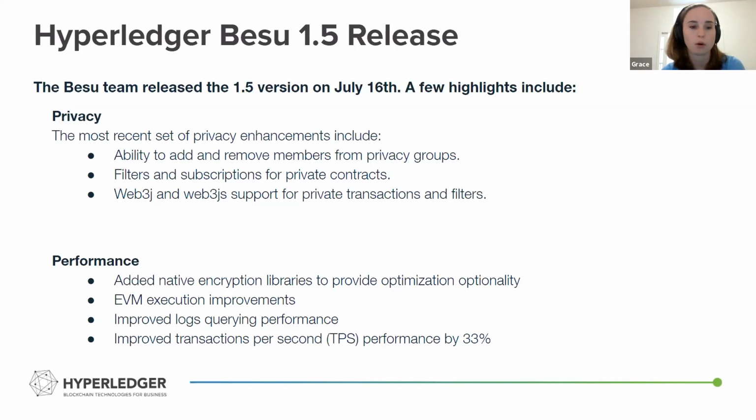Then performance. We have added native encryption libraries to provide optimization optionality. We have EVM execution improvements. We have improved our logs for query and performance. And we've also improved our transactions per second performance by 33%, is what we measured. To be clear, of course, in mainnet or public chain settings, TPS is set at around 15 transactions per second. So you can only optimize for transactions per second performance within a private network setting.